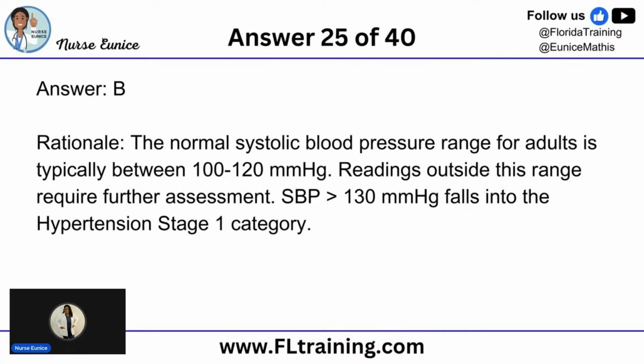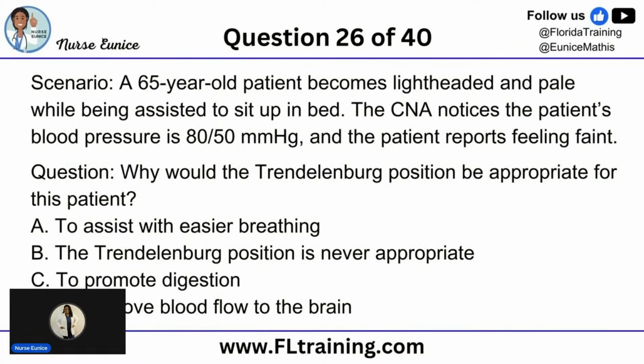Readings outside this range require further assessment because according to current standards, a systolic blood pressure greater than 130 is pre-hypertensive. So, just make sure when you're taking your test, choose the answer that most corresponds with your training in your course and what's in your book. All right, so at least you know that pre-hypertension starts at 130, and then whenever the systolic blood pressure is greater than 140, we can classify that person as being hypertensive.